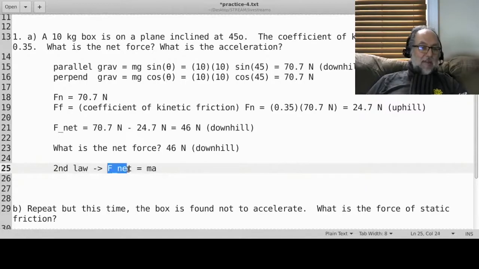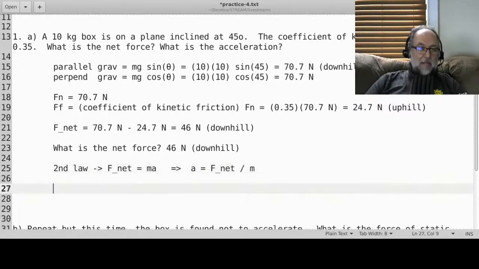Now, we don't want to solve for F net, we want to solve for a, and so let me just rearrange this equation, divide both sides by m, and so we get that a is equal to F net divided by m like that. And so that's going to be what? F net we found to be 46 newtons, and m we said was 10 kilograms like that, and so that turns out to be 4.6 meters per second squared like that.